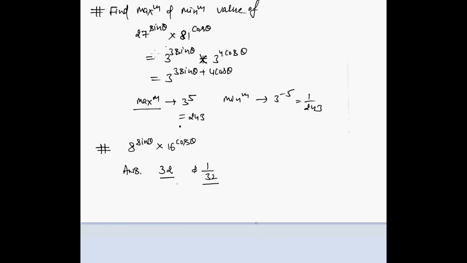Find the maximum and minimum value of this function. If you see this question carefully, the hint is there. This is 3 raised to power 3 and this is 3 raised to power 4. I can write this and this. If the bases are the same, the powers get added. Focus on this. This whole function will be maximum when the power is maximum. The maximum value of the power is 5, already discussed. Maximum is 3 raised to 5. This is minimum when the power is minimum, minus 5. The minimum value is this. You can try this question also, the answers are these.